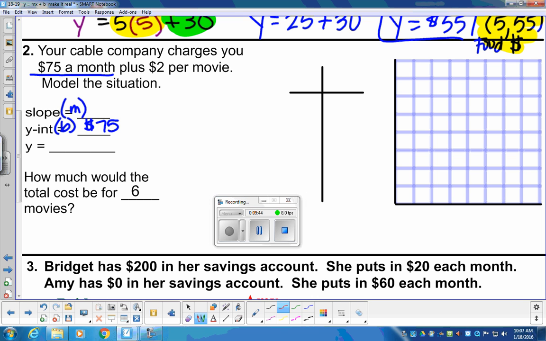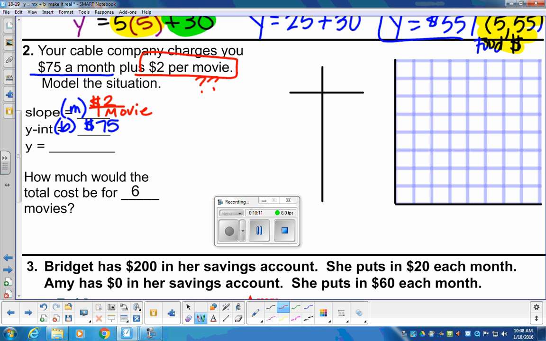The choice comes in right here. Are you going to watch movies or not? Some families probably watch a lot of movies. Some families maybe watch more movies in the winter, but that changes from family to family. That is our slope then. It's $2 for one movie. There you can see that rise and that run kicking in. So $75 at the beginning, and then the $2 per movie, that's your movement or your slope that kicks in after that.